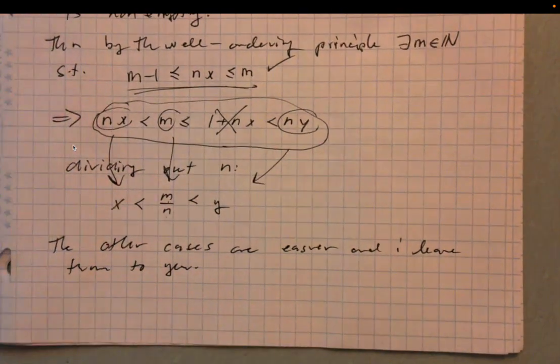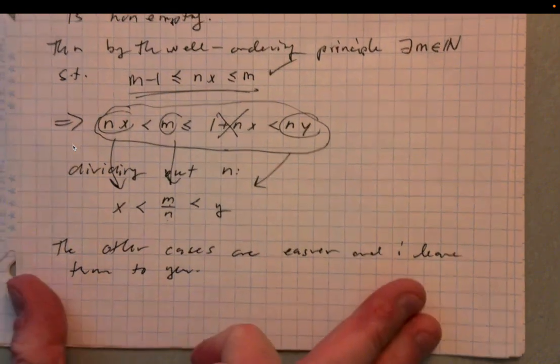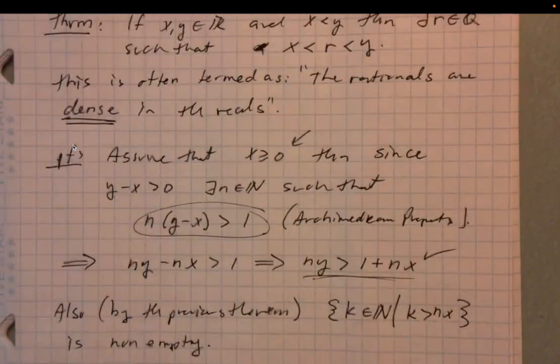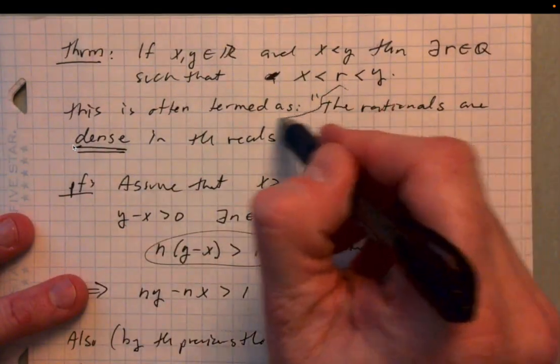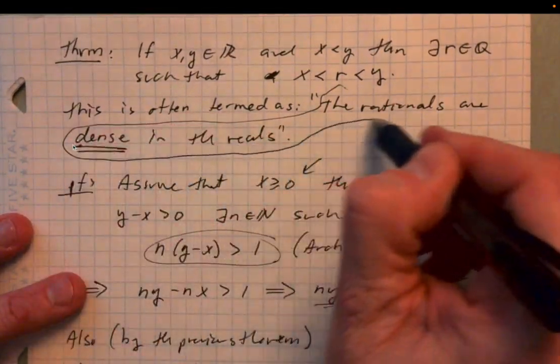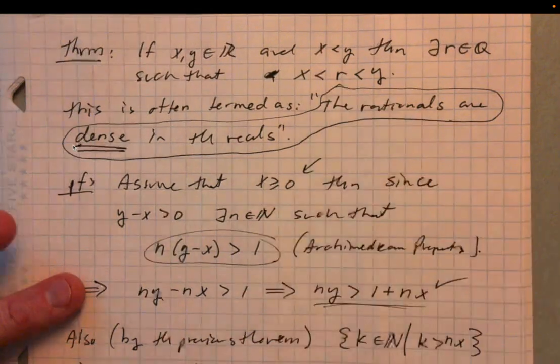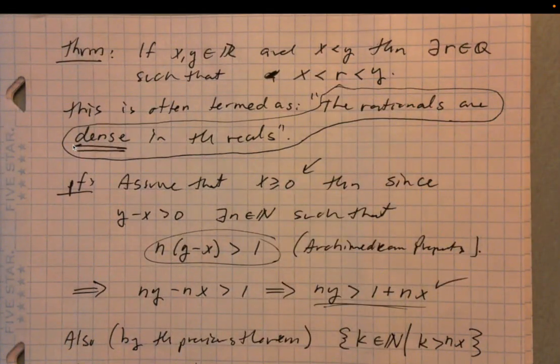Okay, so you can go prove those. Right. So again, this theorem is frequently referred to as the rationals are dense in the reals. And again, it underscores this subtle relationship between the real numbers and the rational numbers.